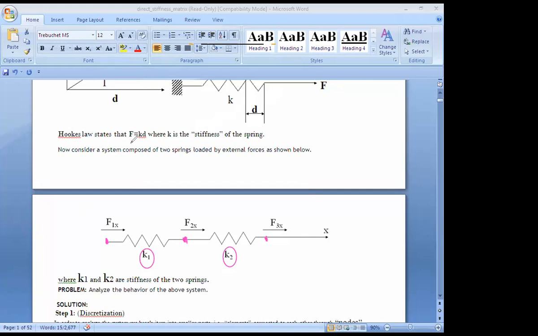Now, let's move forward. So the problem is we want to analyze the behavior of this system of springs. And how do we do it? We shall start with step number 1, which is to discretize. In order to analyze the behavior of a larger system, it is always important to analyze the behavior of one smaller part, and then generalize it. So we shall refer to that as discretization.